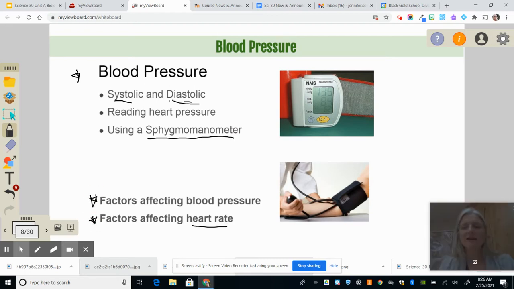Like if you're moving faster, exercising, your heart rate increases. If you're eating unhealthy foods, you can have narrowing of your arteries, so your blood pressure can go up. There's a whole bunch of factors that were in that lesson that you should review.